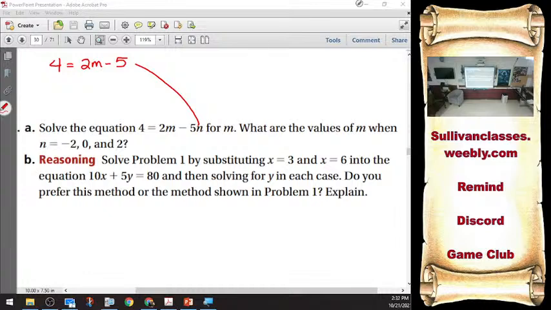Be real careful as you're moving stuff around. What is a like term and what's not? If you divide this thing by 2, you divide everything by 2. After you have the equation, then put the N's in.